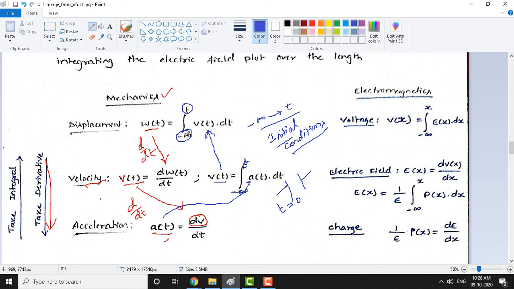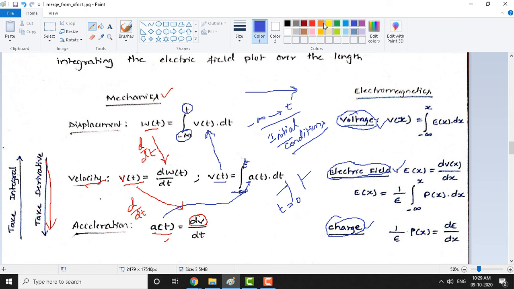If you integrate velocity between these two limits, that gives you the displacement. Now the same thing you see here, you can also apply these concepts to electromagnetics. Now let us see how this can be connected to electromagnetics. The parameters here are charge, electric field, and voltage. In previous graphs I explained charge density and how to calculate electric field. Now we will use this concept and explain how to calculate a built-in potential.